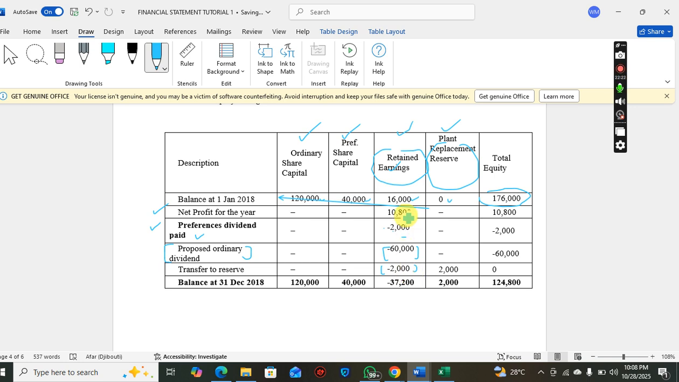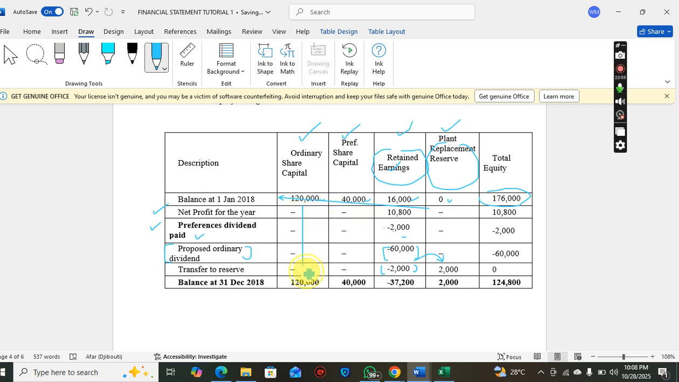So this 2,000 comes out from retained earnings and goes into plant reserve. That's why it's negative. Then here it is positive, because it's moving from one equity account to another equity account. We put it as a negative here because it's coming out from retained earnings. We put it as a positive here because it's going to the plant replacement reserve. Then what you just do next is you just add everything up.